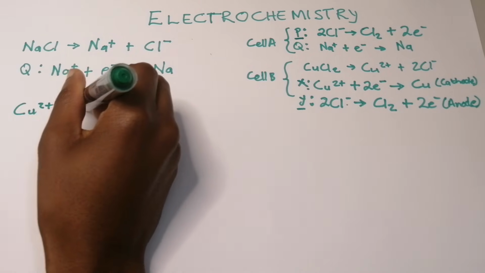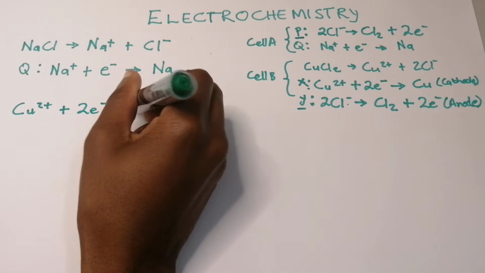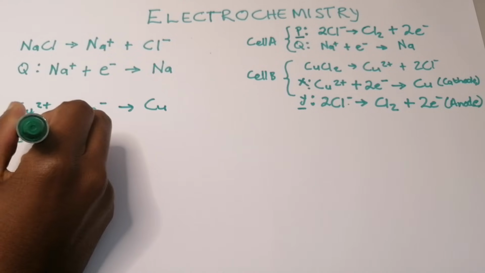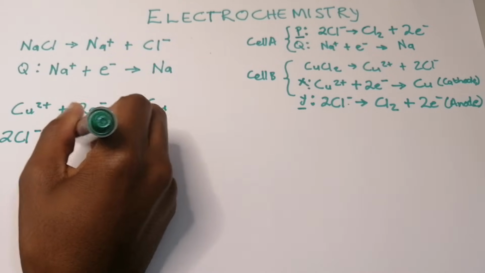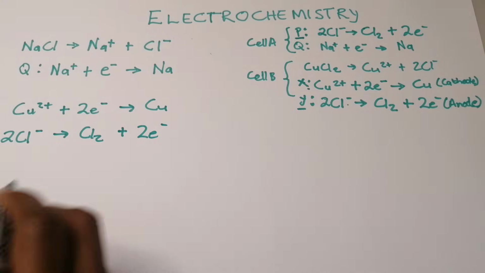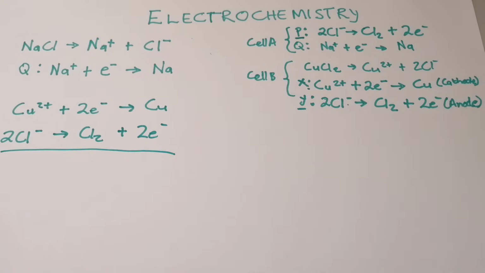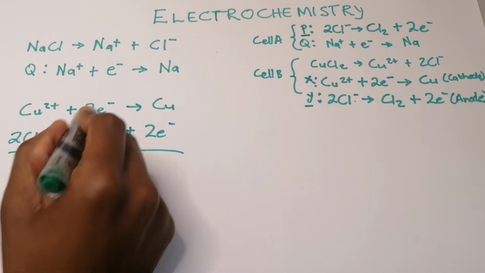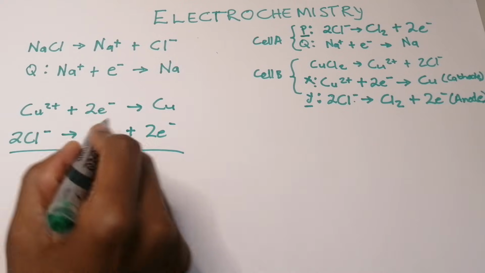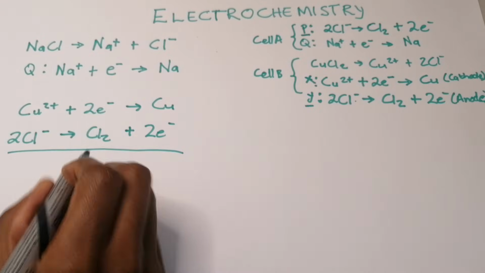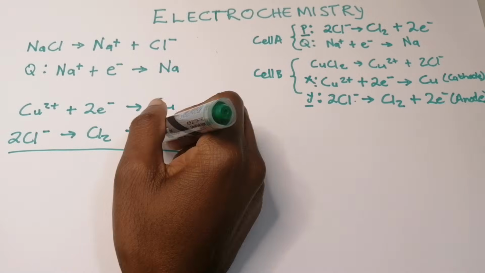So that's copper 2+ plus 2 electrons, giving copper, and 2Cl minus, that would be Cl2, plus 2 electrons over there. And the net cell reaction, what would I have? Please always make sure that the number of electrons received is equal to the number of electrons given. If not, you have to make adjustments to your reaction.